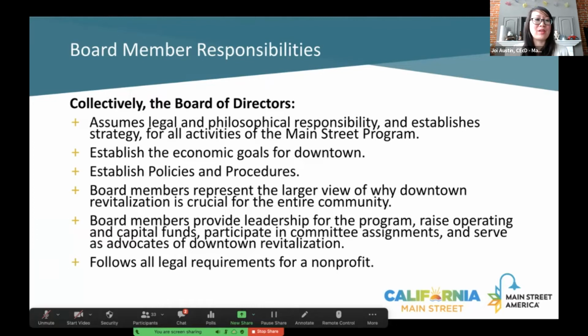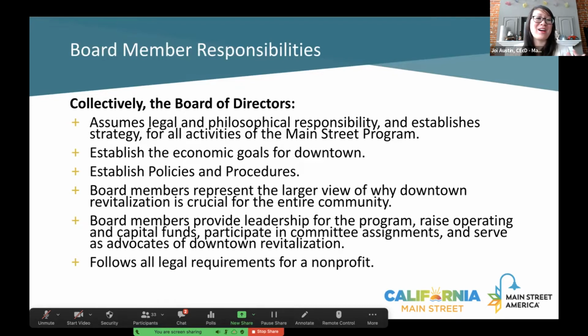They're the ones that are going to be there to help with those policies and procedures for the organization itself. And then also represent, of course, the view of why it's so important to continue to invest in your downtown. And we went back to being the cheerleaders; they're the cheerleaders for your community.